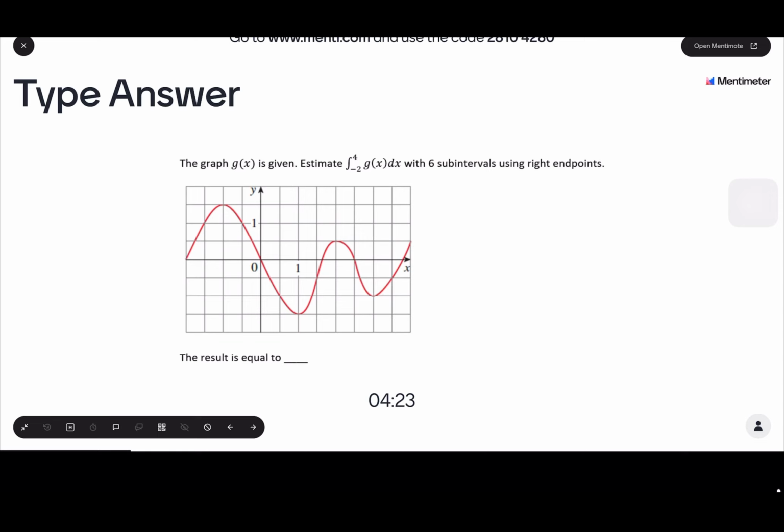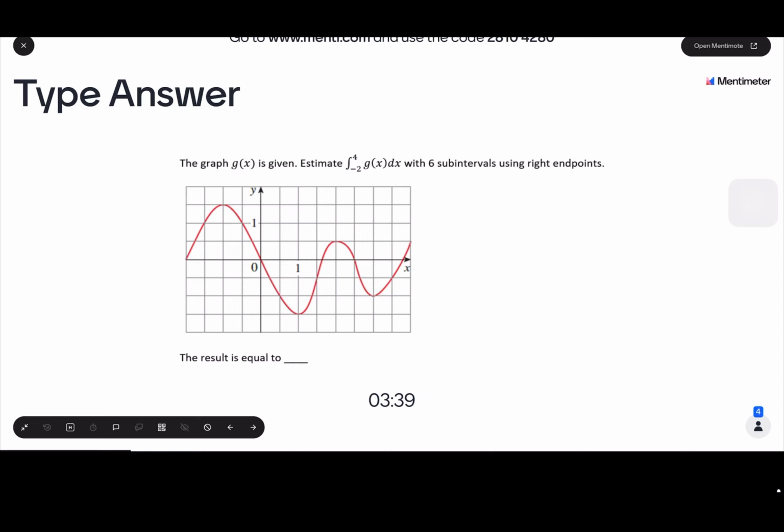It's from -2 to 4. So maybe -2 is here, and 4 is around here. So you will have from here going here. What you need to do is take rectangles from this -2, taking the right endpoints like this, and you have 6 subintervals. So you take b minus a divided by 6, which is 1. If you knew already, the delta x is 1. So you need to find the rectangles.